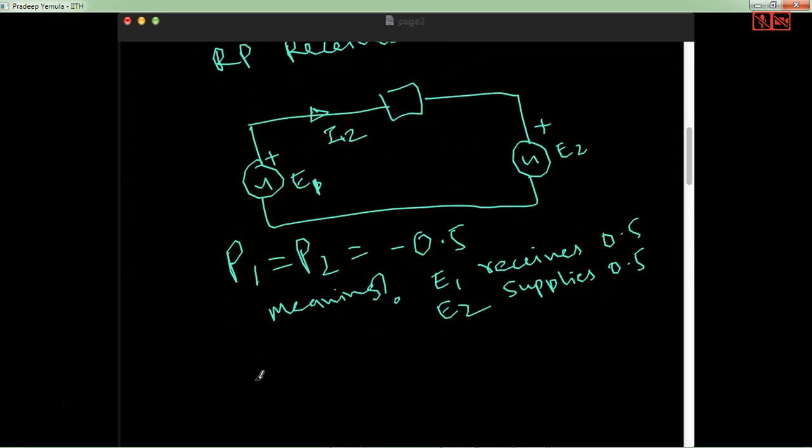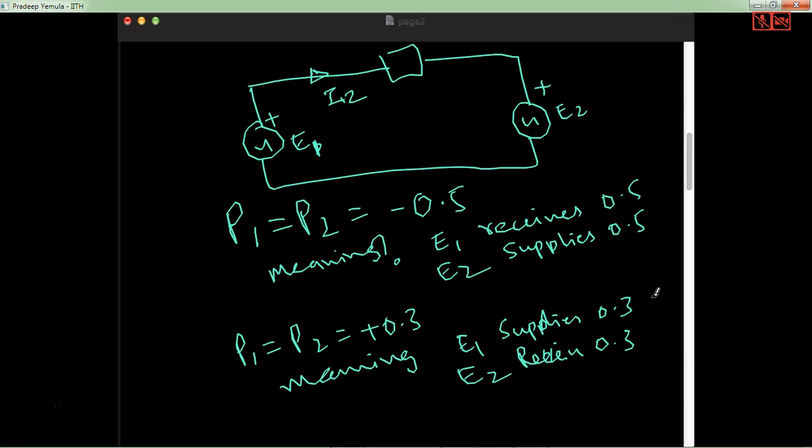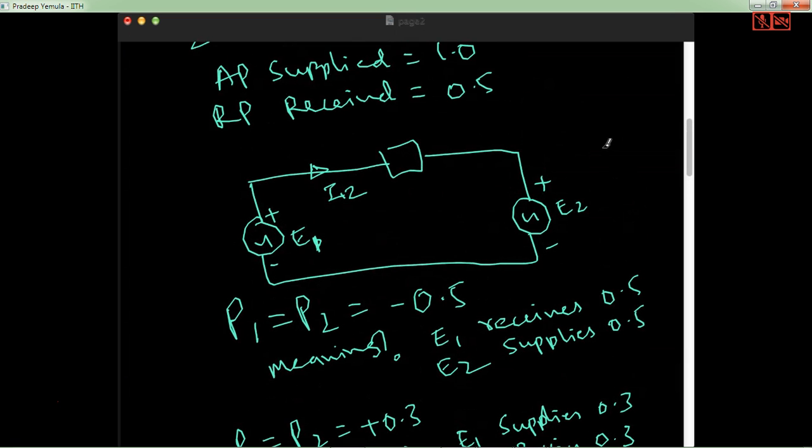In the other case, if P1 equals P2 equals plus 0.3, so what is the meaning? So E1 supplies 0.3 and E2 receives 0.3. So it all depends on your direction of current and the sign convention that you are following. So I hope this clarifies your doubt. Is that okay?